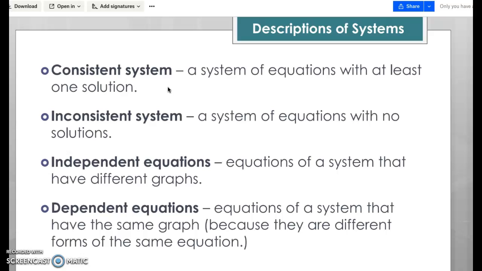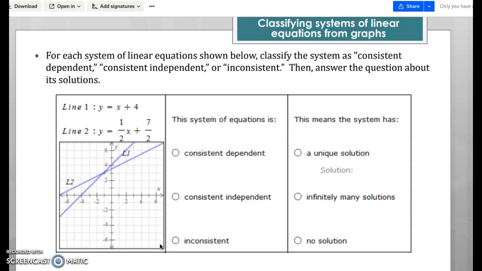Independent equations are equations of a system that have different graphs. So they're two different lines. Okay? And dependent equations is when you have a system that has the same graph because there are different forms of the same equation. Let's go ahead and look at the first example.